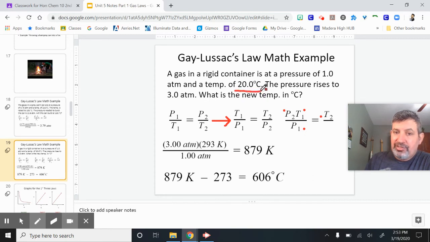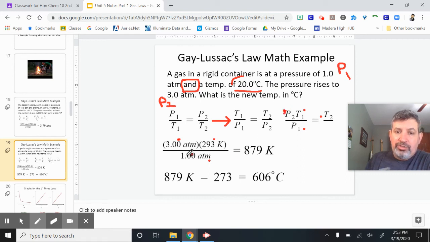Anything Celsius, get that into Kelvin. 20 plus 273 is the 293 that you see there. The 3 atm is pressure 2, and the 1 atm is the pressure 1. Okay. Remember that this ties the temperature, which is T1, with the pressure here, which is P1. And then that must be pressure 2. So that's going to go on the top in this setup because pressure 2 over here is on the top.